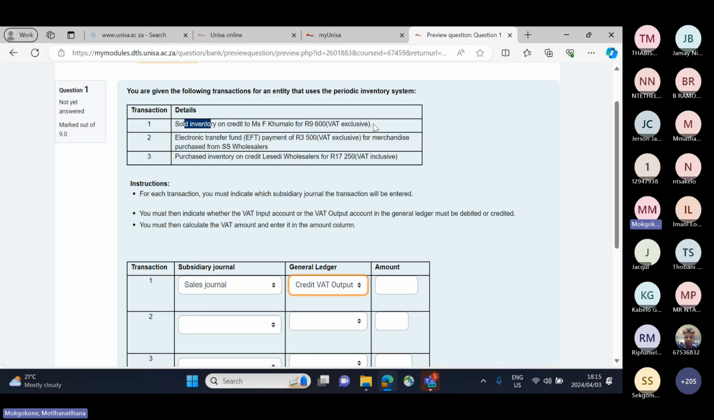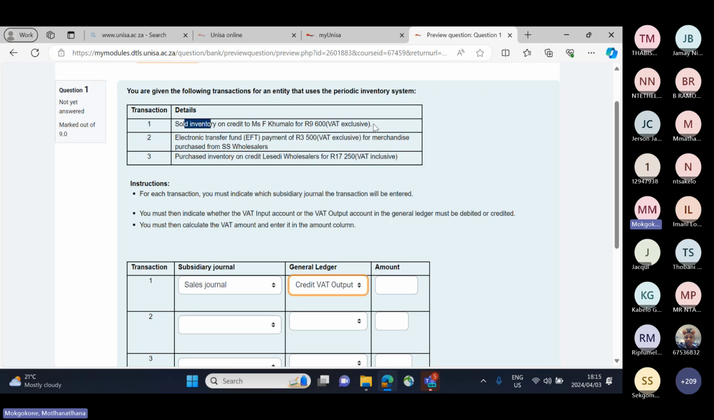Then also VAT output, if we include VAT output, because we debited trade receivable with the full amount, including VAT, and we credited sales with the amount excluding VAT, and we also credited VAT output. If you say 9,600, because here you must check, here we set VAT excluded, you must use 15 over 100. Then you will say 9,600 times 15 divided by 100. Then your VAT output will be 1440.